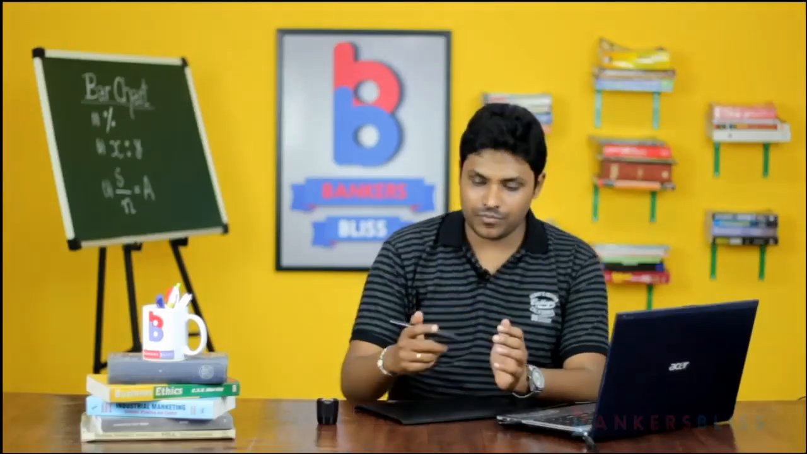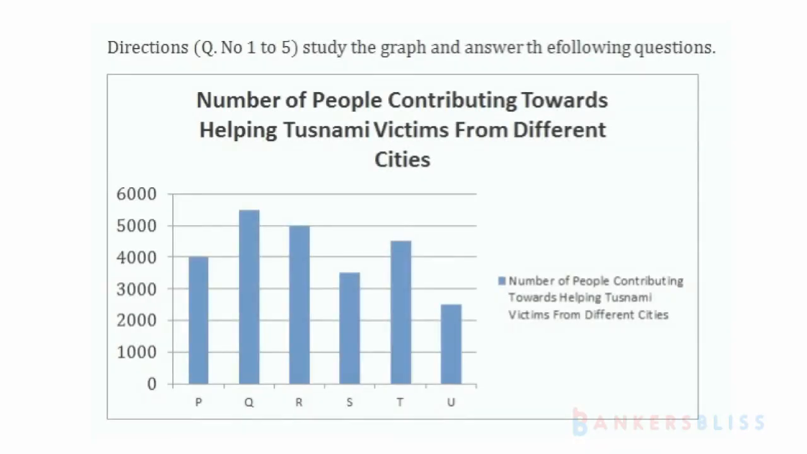Now, let's go to problem number 1. See the chart properly. Directions, question number 1 to 5. Study the graph and answer the following questions carefully. The number of people contributing towards helping tsunami victims from different cities.